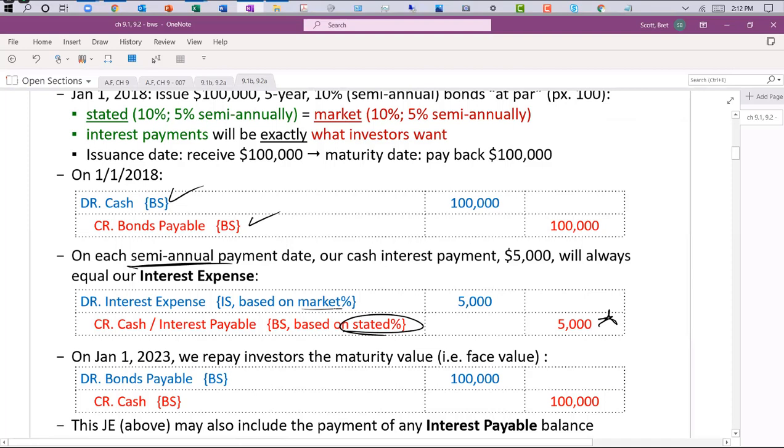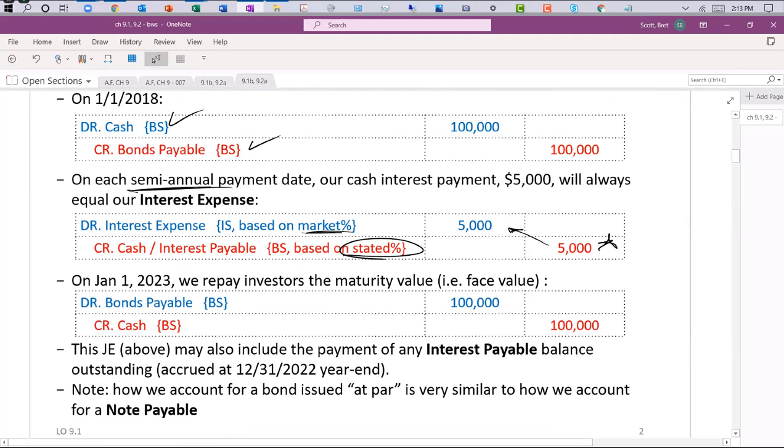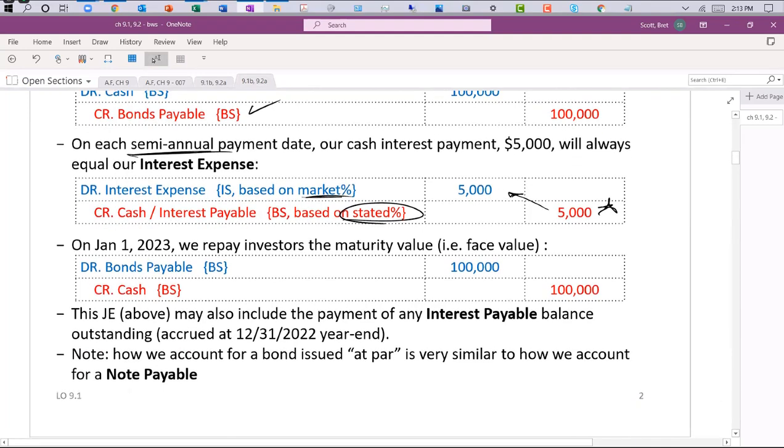The interest expense we report is always going to be based on market. In this case, you don't have to worry about the two because they're both the same. So we're basically paying exactly what the market wanted: debit the interest expense, credit cash, or credit interest payable, depending on if we have to make an accrual. What do we do at the maturity date? At the maturity date, we're just paying off the face value of the bonds. The bonds payable account is rarely touched. So here we're simply saying bonds are due. We have to pay back the face value to the investors, $100,000 in cash. And granted, if there's any interest payable that we have to pay off, we'd have to do that as well.